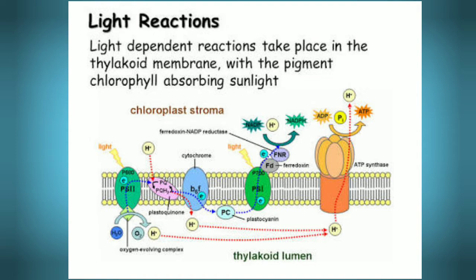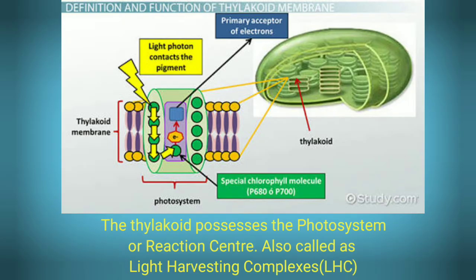Now this light reaction of photosynthesis involves this transport of electrons from one protein molecule to the other, so this whole process takes place within a system which is called the photosystem, or this is also called the pigment system.